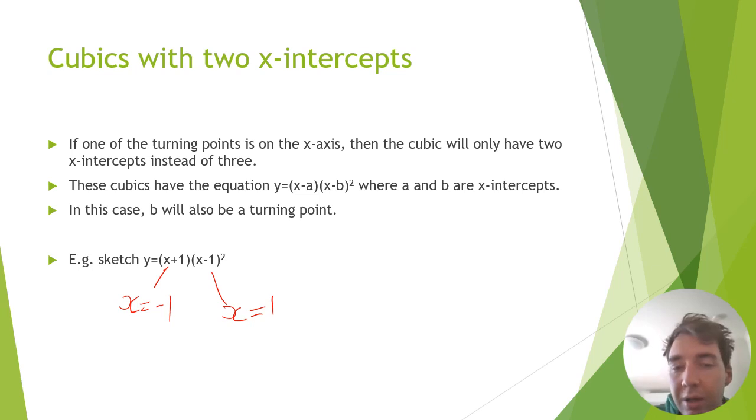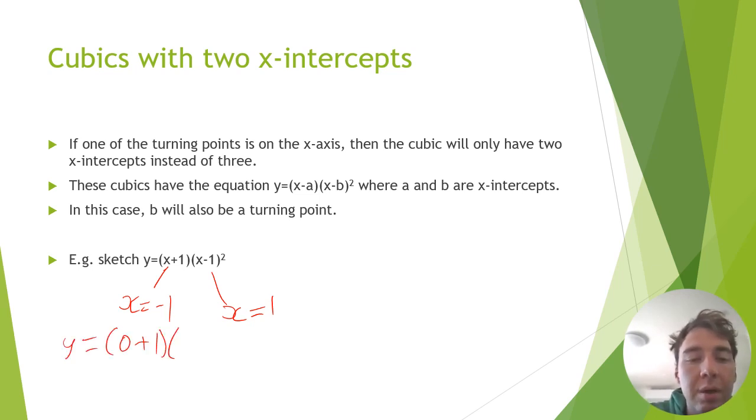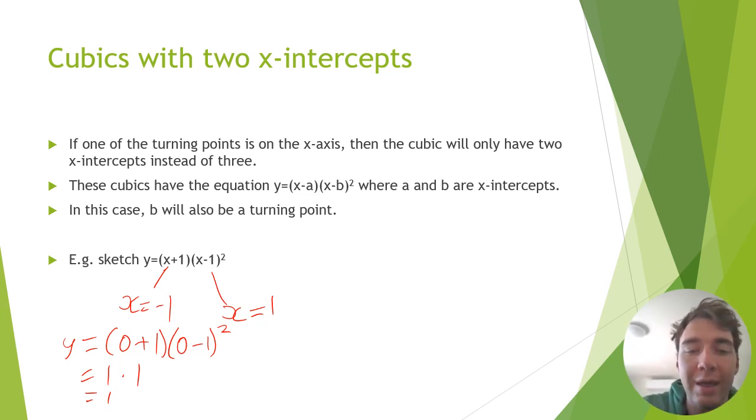Okay, and the other thing we're going to need is our y-intercept. That way we can see what goes where. So we're going to say, all right, y equals, sub in x equals 0: 0 plus 1 times 0 minus 1 squared. Well, it's going to be 1 times 1, which is 1. Y is 1. Okay, so y is 1, x is 1, and x is -1.